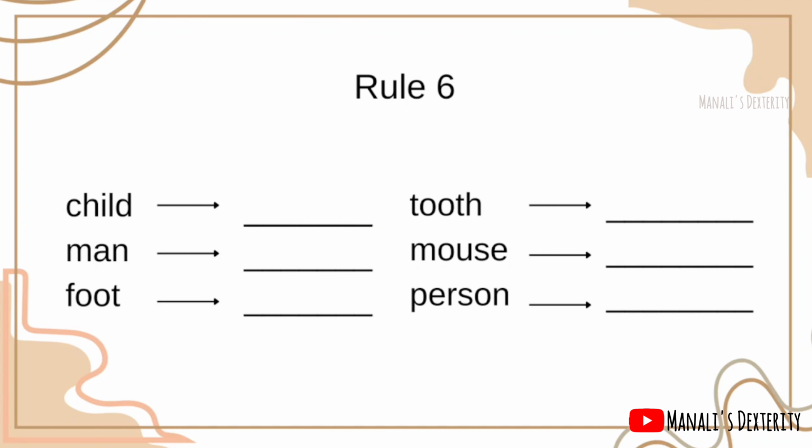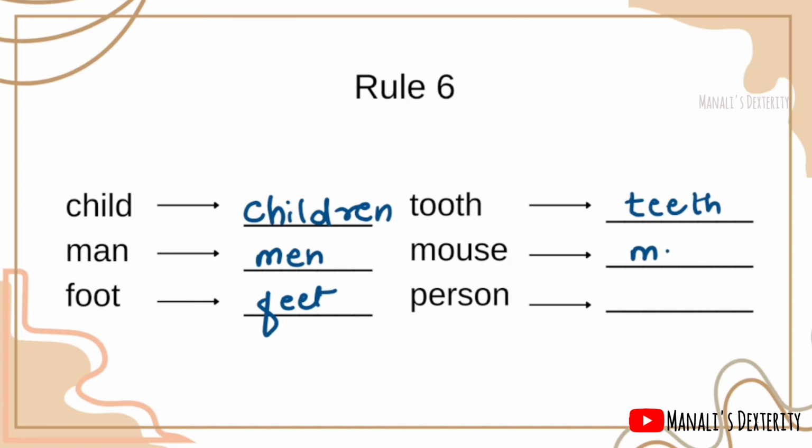The next rule says that some words are irregular which do not follow any rule. Just like child, children, man, men, foot, feet, tooth, teeth, mouse, mice, person, people.